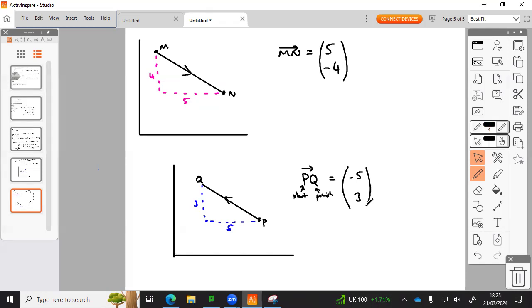So this is where size and direction becomes really important. Okay, does everyone see the difference in those two? So the start and the finish describes the path that it's taken, the direction of the path that it's taken.